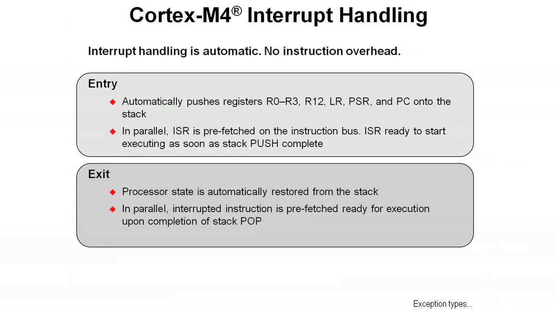On the exit side, the processor state is automatically restored from the stack. In parallel, the address of the interrupted instruction is prefetched, ready for execution upon completion of the stack pop. Again, any other registers that the compiler has decided to save will have to be restored by the compiler.